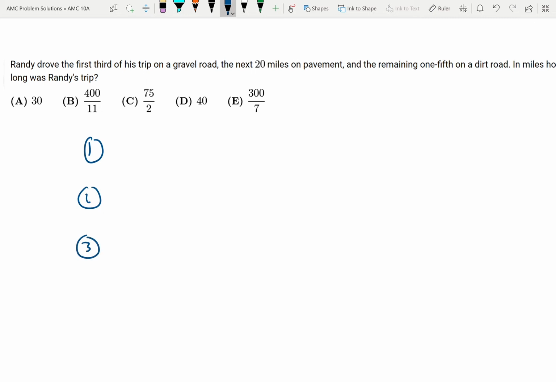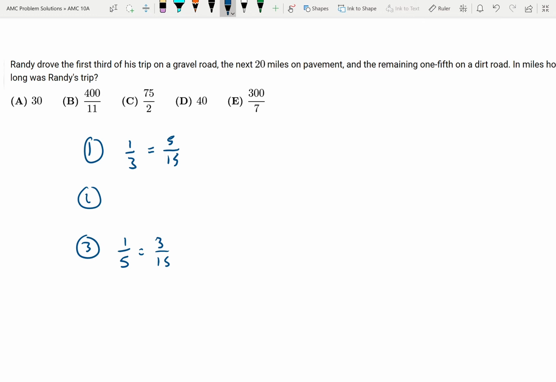So the first third of his trip, he goes 1/3 of the trip in the first part. He goes 20 miles in the second part. I don't know what fraction that is. And he goes 1/5 in the third part. I want these to have a common denominator. 1/3 is the same thing as 5/15, and 1/5 is 3/15.